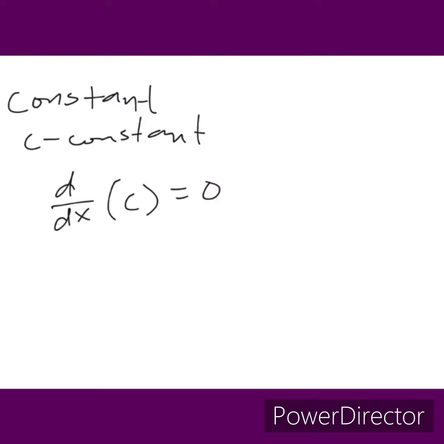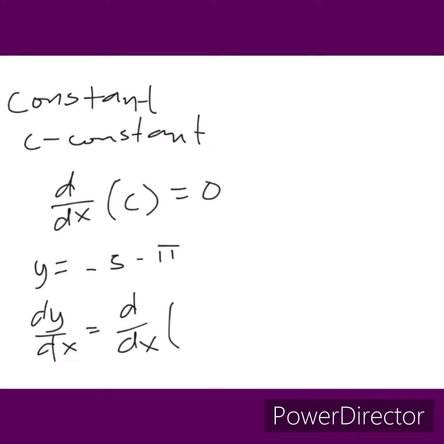For example, y is equal to negative 5 minus pi. So dy over dx is equal to the derivative of y, which is negative 5 minus pi. Since y is equal to negative 5 minus pi is a constant, hence the derivative is equal to 0.